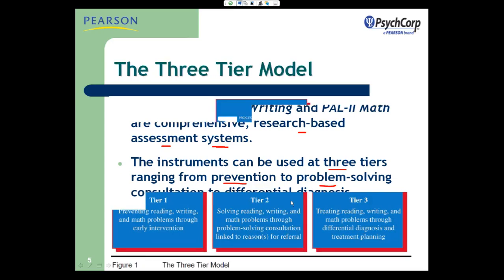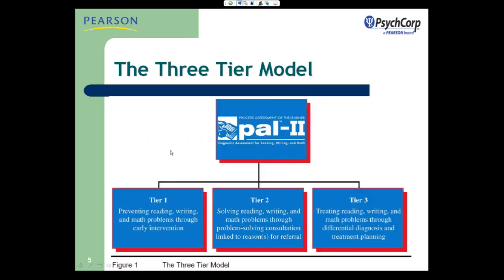This is the visual representation of the PAL2. The PAL2, as I mentioned, is available for 3 broad subject areas, and looking at Tier 1, we're focusing on preventing reading, writing, and math problems by intervening as soon as we recognize there is a problem. For students who continue to struggle despite the early intervention at Tier 1, those students might be referred to Tier 2, where maybe a school psychologist or an educational diagnostician is engaged in problem-solving consultation with the teacher, and we're looking at specific referral questions.